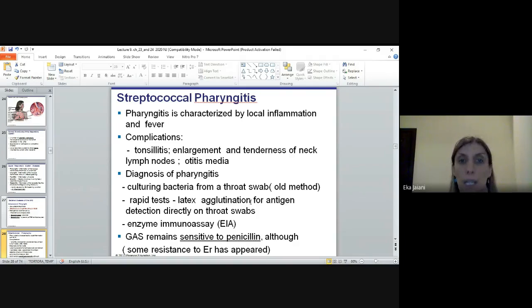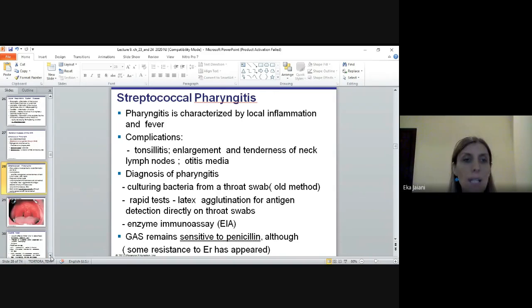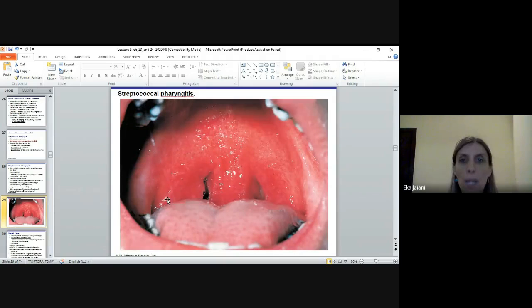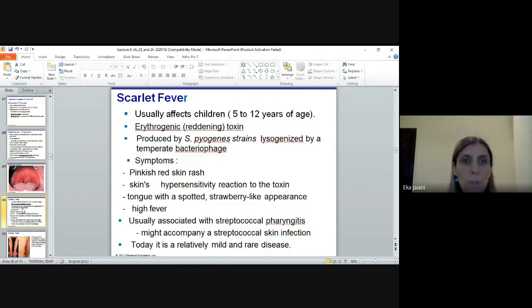And we can see here, we have a sore throat, we see the reddening and the inflammation of the throat. The complications can be tonsillitis. Bacteria can move to the middle ear and cause otitis media. And we see enlarged lymph nodes in the neck. We can diagnose this quite easily. There are rapid tests, we can culture bacteria. And of course, in this case, for treatment we have plenty of antibiotics. So this is streptococcal sore throat.